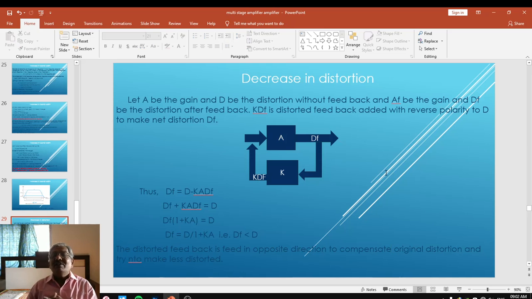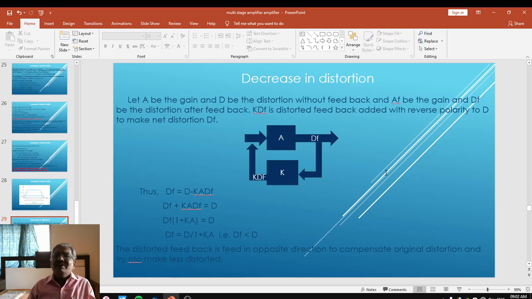Let me first define the meaning of distortion. Distortion is nothing but deviation of the input signal which is present in the output. So the output signal is deviated from the input signal. That deviation generated at the output, we can call it a distortion. And such a type of distortion is less when you apply the negative feedback.